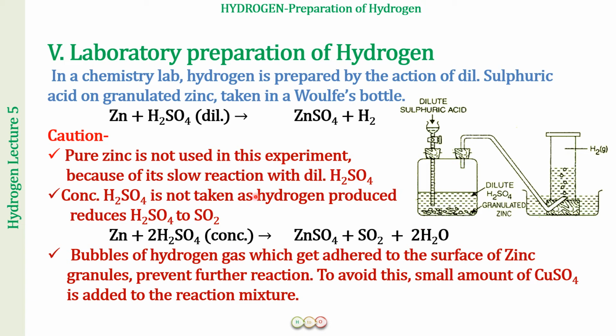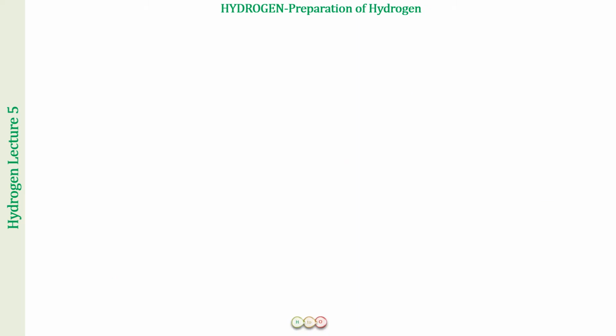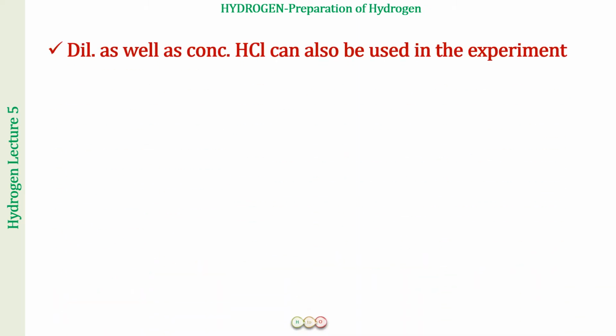Next thing is that sometimes bubbles of hydrogen gas which are liberated get adhered to the surface of zinc granules, which prevents further reaction. So to avoid this, we add a small amount of copper sulfate to the reaction mixture. Please do remember this as well. Now, please do remember that along with dilute H2SO4, we can also use for the same experiment dilute as well as concentrated HCl. And here the reaction is going to be zinc plus HCl forming zinc chloride plus hydrogen.